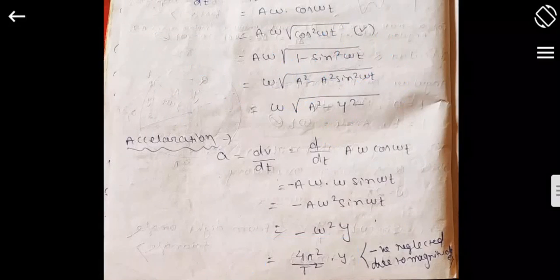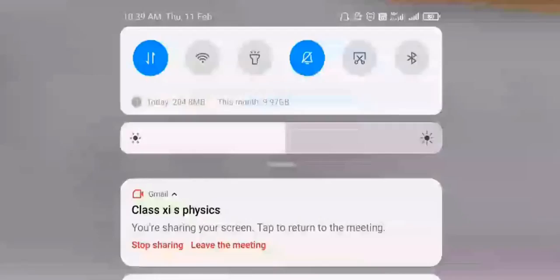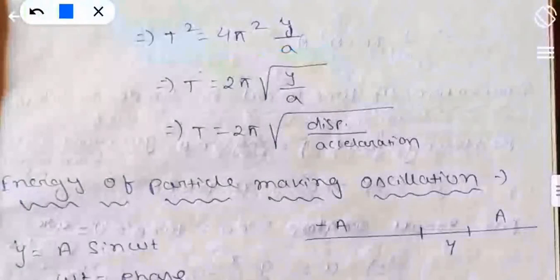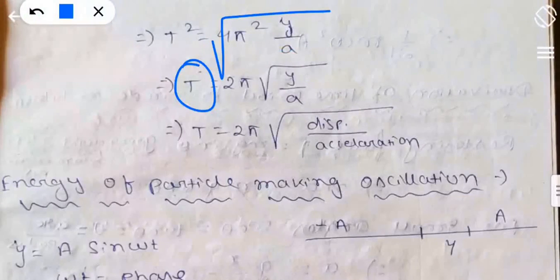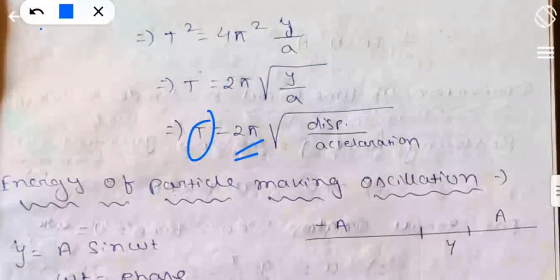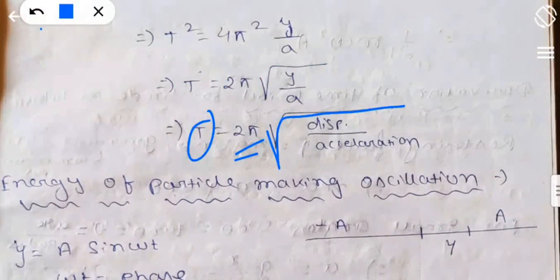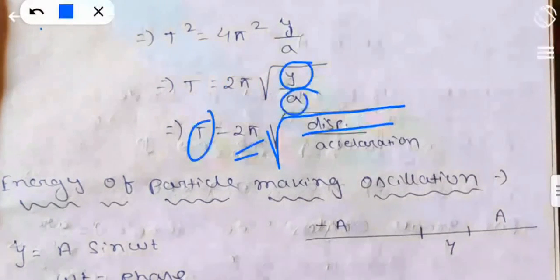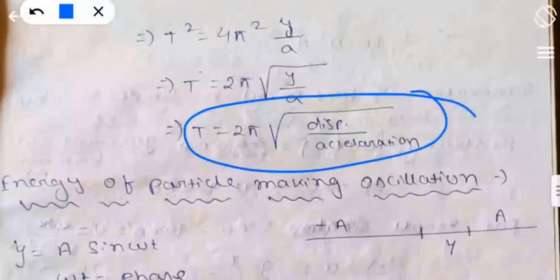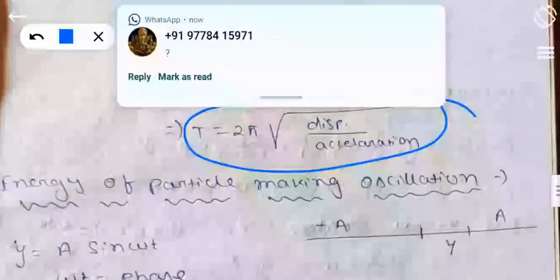So what is T square equal to? 4 pi square into y by a, as you can see here clearly. So what will be your T? Root over of this. The root of 4 pi square is 2 pi, and this will be root over of y by a. So how can I write the time period? Time period is 2 pi into root over of y, which is the displacement, divided by a, which is the acceleration. So the formula is time period equal to 2 pi into root over of displacement upon acceleration.